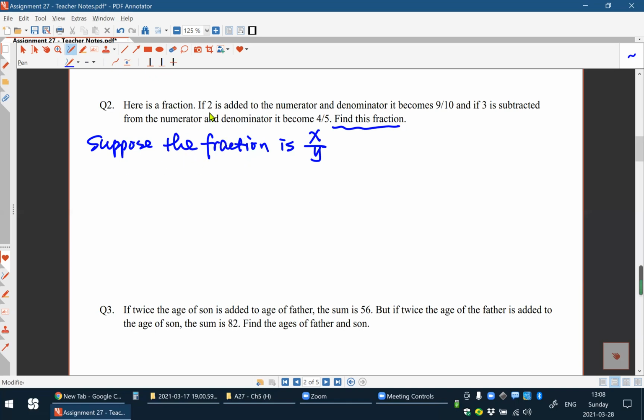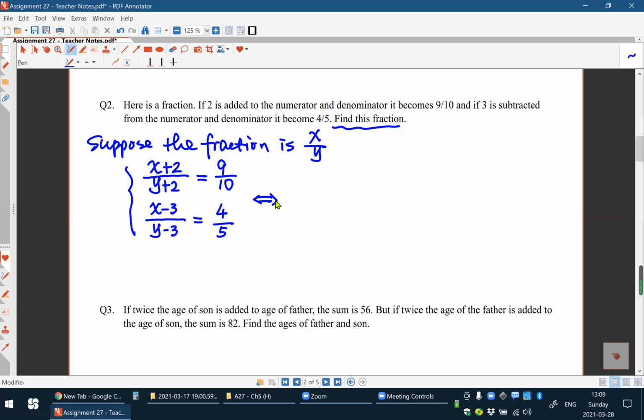So what pieces of information do we have here? First, if 2 is added to both the numerator and denominator, that means x plus 2 over y plus 2 becomes 9 over 10. This is the first piece of information we have interpreted from the English expression. Next, if 3 is subtracted from the numerator and denominator, that means x minus 3 over y minus 3, and this fraction becomes 4 over 5. So two variables, x and y, and two equations. You should be able to solve x and y here.